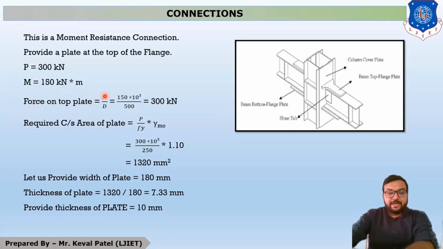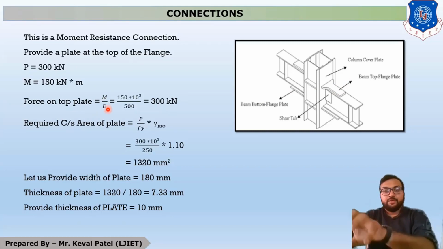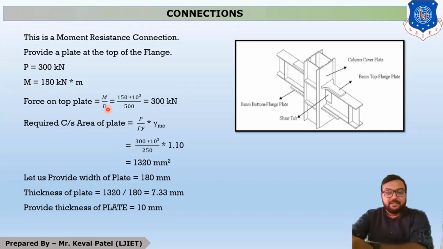So it is M by D, and you all know that moment is equal to force into perpendicular distance. Then force is equal to moment by distance. So it is 150 into 10 raised to 6 divided by 500, so it is 300 kilonewton. This is 10 raised to 6. So students, after calculating all the data, our force on the top plate is 300 kilonewton.